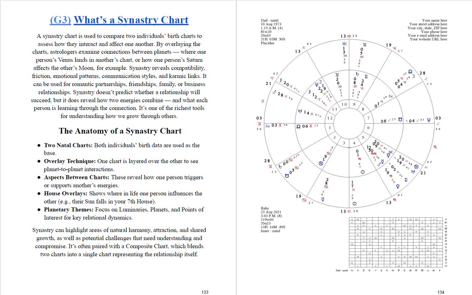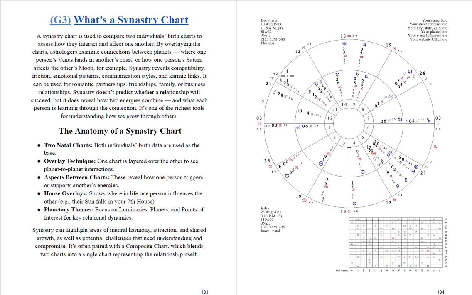Focusing on planetary themes helps identify the core dynamics driving this relationship when you're talking about the two people in question. All in all, when you consider the two together, these elements form the basic structure of synastry, showing who meets who, how they interact, and where the relationship expresses itself most strongly.